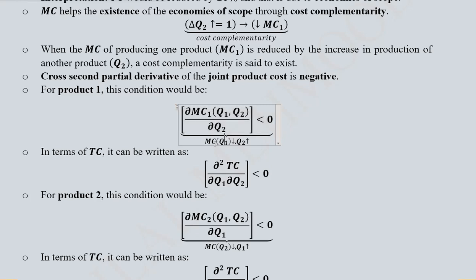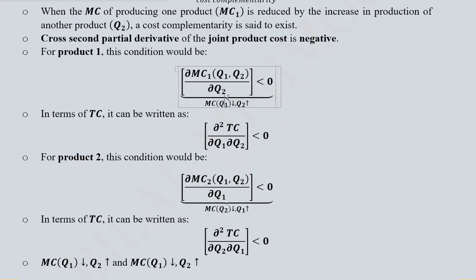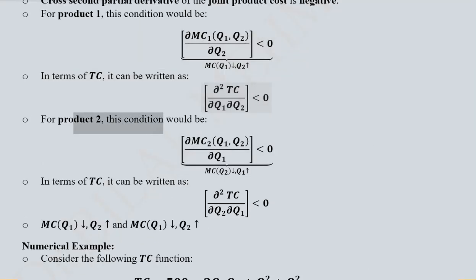We can see that marginal cost of Q1 will decline when the output of the other good, or the second good, increases. We can also express this in terms of total cost, because we know that marginal cost is extracted from total cost. So when we take the second-order derivative of total cost with respect to Q2 and Q1, then the answer will be negative. So in terms of total cost, we can write the same expression like this. Now for product 2, the condition will be, here you can see the reversal. It was MC1 here, so now it is MC2, and it was Q2, and now it is Q1. So there is a reversal of the variables here.